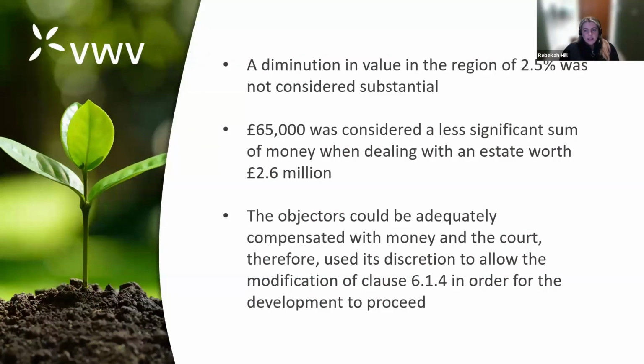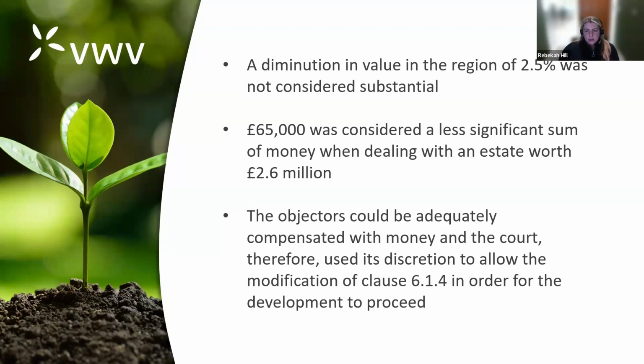It was held that a diminution in value in the region of 2.5% was not considered substantial, and although £65,000 was generally considered a significant sum of money, it was less so when dealing with an estate that's worth 2.6 million. As a result, it was considered that the objectors could be adequately compensated with money, and that the court therefore used its discretion to allow the modification of clause 6.1.4 in order for the development to proceed.